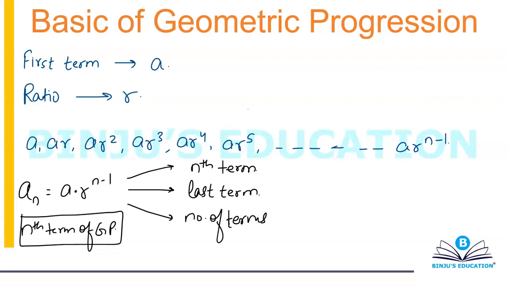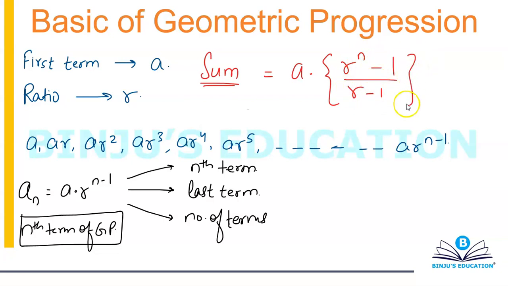All right. Now apart from this, we have a formula to calculate the sum. The formula to calculate the sum is A into, within brackets, R to the power n minus 1, divided by R minus 1.